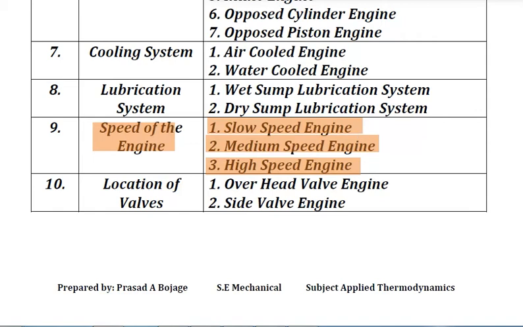Next classification criterion is the location of valves. You know that engines are mounted with inlet valves and exhaust valves. So based on the mounting of the valves, engines can be classified. First is the overhead valve engine, and the next is the side valve engine. Nowadays most small engines have overhead valves. You can also see in your bikes it is written as DOHC, which means dual overhead cam, which has the valves attached to it.